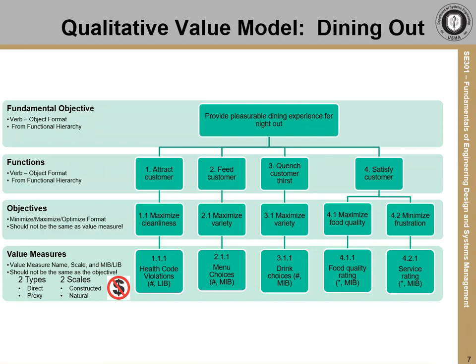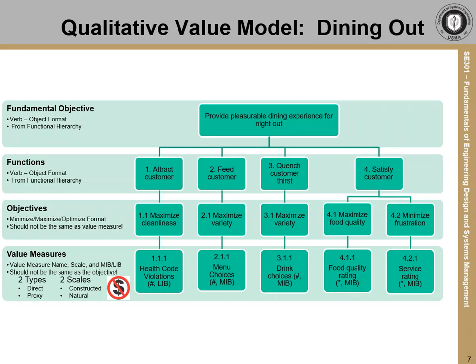We'll wrap up the review of qualitative value modeling with an example for the decision of where to go out for dinner. You can see the fundamental objective provides the desired outcome of the decision, a pleasurable dining experience for a night out. A solution to meet this fundamental objective must accomplish each of the four functions: attract the customer, feed the customer, quench the customer's thirst, and satisfy the customer.